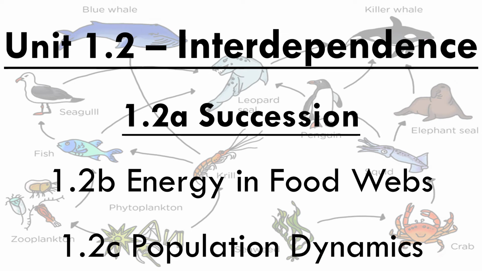Next section. So the first part, Unit 1.1, that was really about sampling, and Unit 1.2 is interdependence. So it's about relationships between living things, and it's split into three parts, and we're going to start with succession.